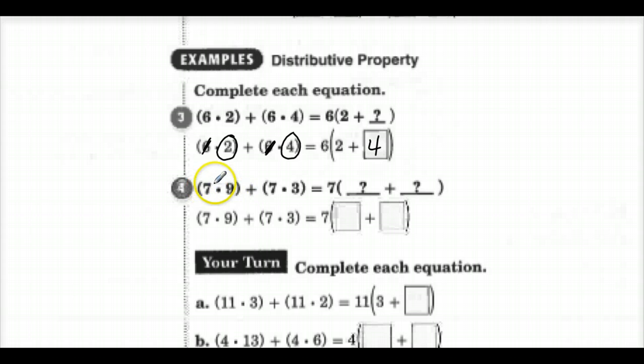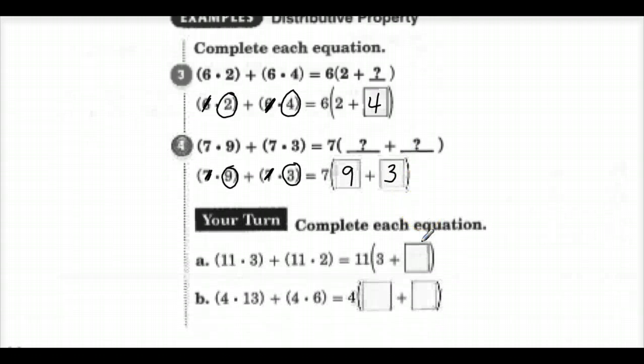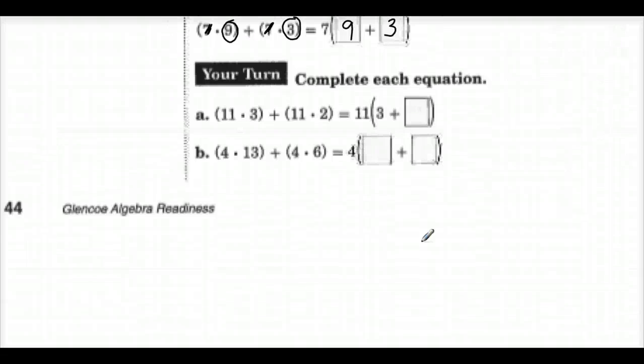So here we have 7 times 9 plus 7 times 3 is equal to 7 times the quantity of what plus what? Well, again, we're kind of factoring out this 7. If you don't know what that means, that's okay, but we're taking out this 7, bringing it to the front. What do we have left? We have the 9 and the 3, and that goes in our blanks. So go ahead and try the your turn now, A and B, and check back to see if you got the answers right.